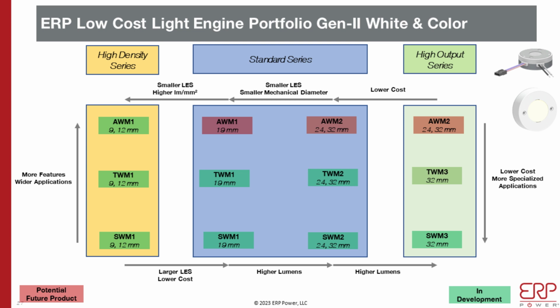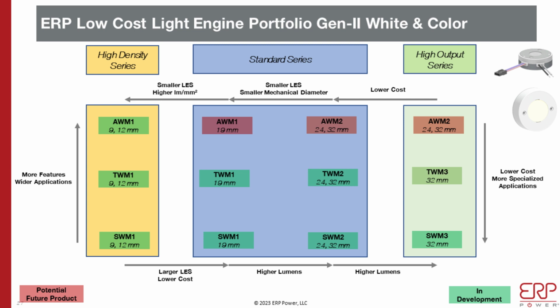This slide presents pretty much, I don't want to say evolution, but it shows the progression, how we started and where we're going. So right at the center, the blue section, I call it the standard series. We started with TWM2 and TWM1. Standard means it is for general illumination. Obviously, the LES on it is like 24 and 32, down to 19 millimeter for TWM1.